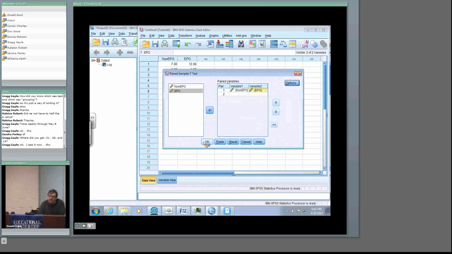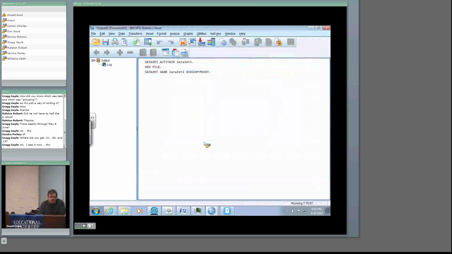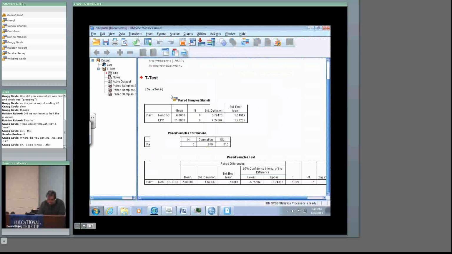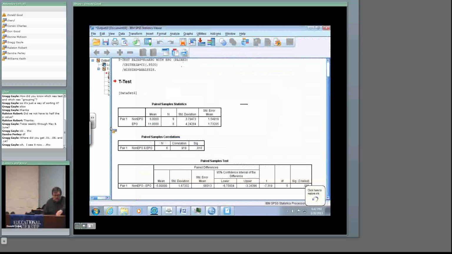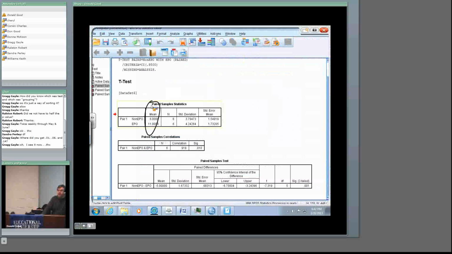And I'm going to get an output that's very similar to what I was looking at before, with a little bit of extra information on it. I've still got my means and standard deviations. There's 6 in each one. All right, I've got my means and standard deviations. The mean of the non-EPO was 6. The mean of the EPO, that's the post, is 11.